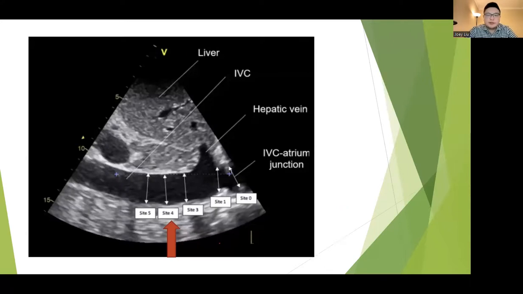Just to illustrate what the authors were trying to do, this is a graphic from their published study. They found that measuring the IVC between different sites, at site 4, which is about 4 centimeters from the IVC-atrium junction, had the best predictability of fluid responsiveness.